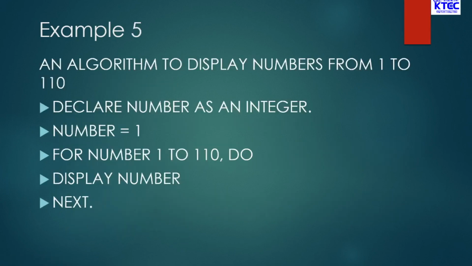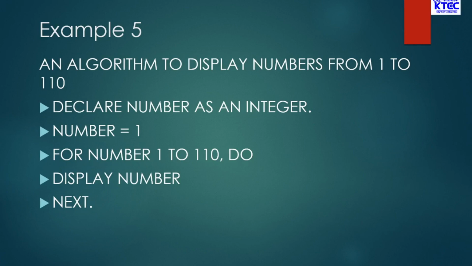Now an algorithm to display numbers from 1 to 110. Basically we saw this earlier using a while loop, so we have it again using the for loop. Like I said, it is very good for us to know the importance of loops. You understand? Very good.